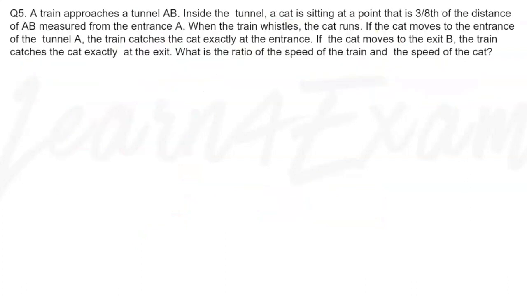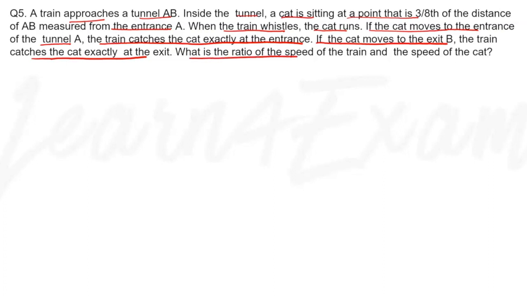Let's move into the next question, and this, my friends, is a very nice one. Now a train approaches a tunnel AB, and inside the tunnel a cat is sitting at a point that is 3/8 of the distance of AB measured from the entrance A. Now when the train whistles, the cat runs. If the cat moves to the entrance of the tunnel A, the train catches the cat exactly at the entrance. If the cat moves to the exit B, the train catches the cat exactly at the exit. We need to find out the ratio of the speed of the train and the speed of the cat.